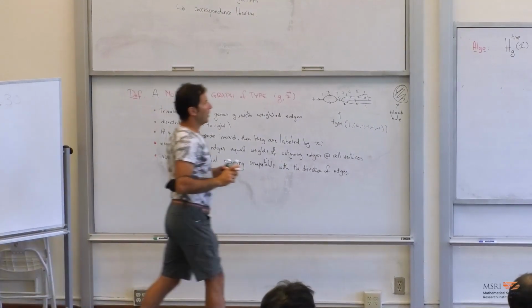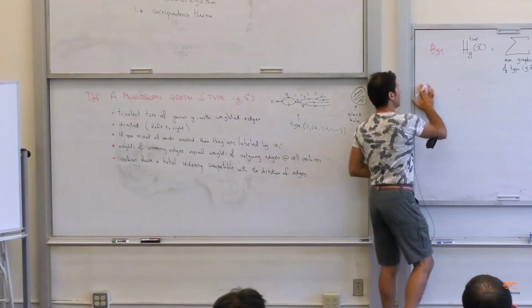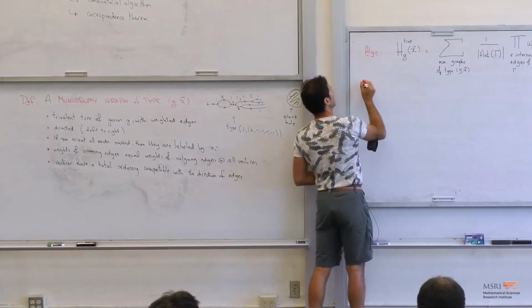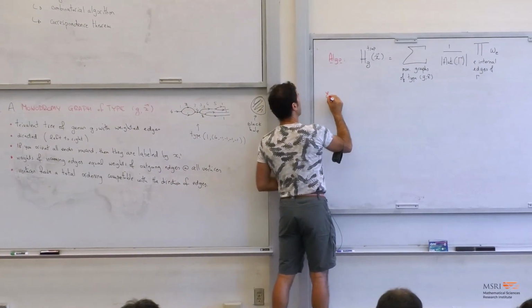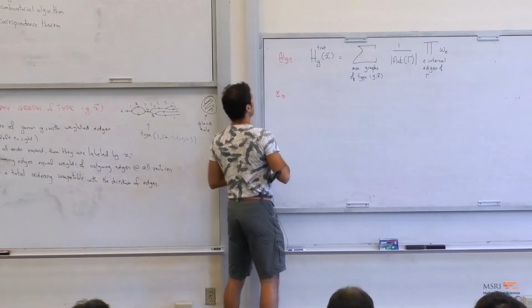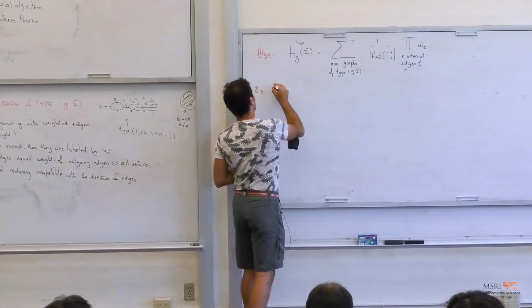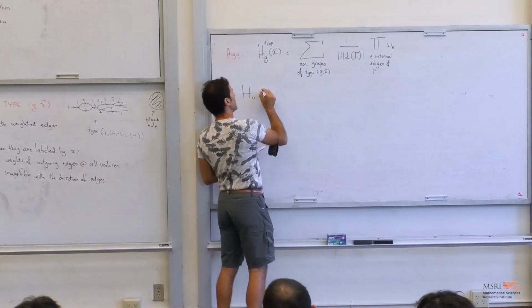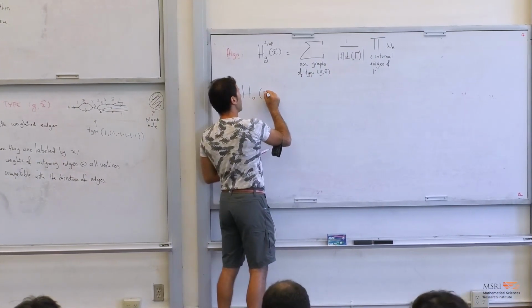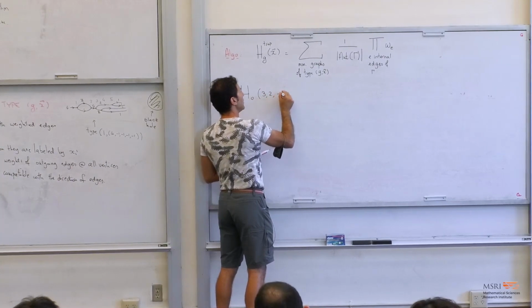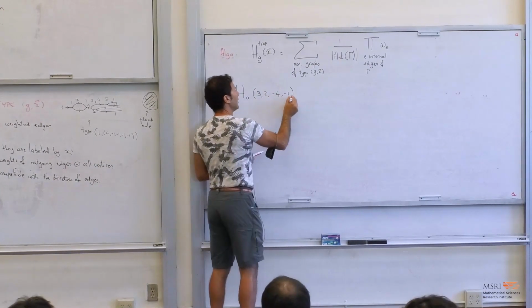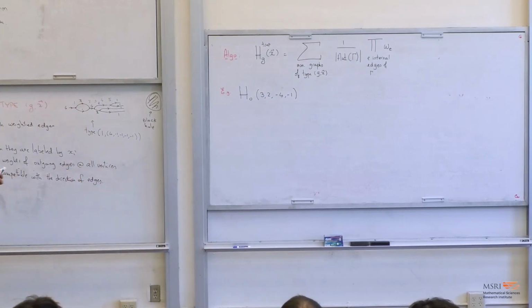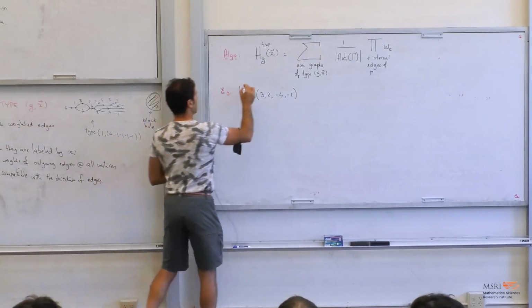So last time we saw one example. Let me do another super fast example. Let's compute the Hurwitz number. I think it's genus 0, but we'll see in a second. 3, 2, minus 4, minus 1. And this in R equals 2.